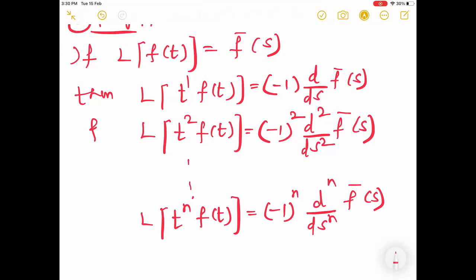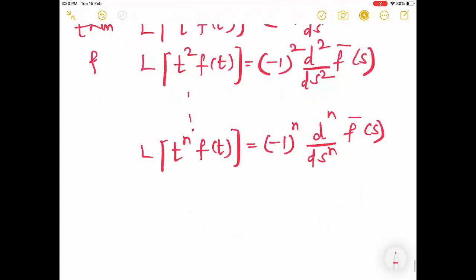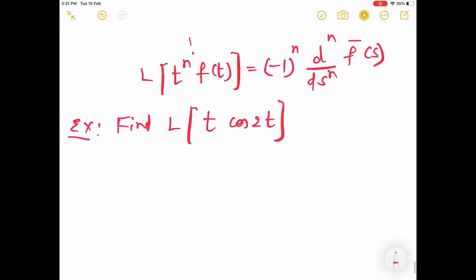Whereas the shifting property, which we have seen first, is very easy to use because of the s to s minus a shifting. But here in this case, we have to differentiate the term. So for example, find the Laplace transform of t into cos of 2t. Suppose this calculation is required.